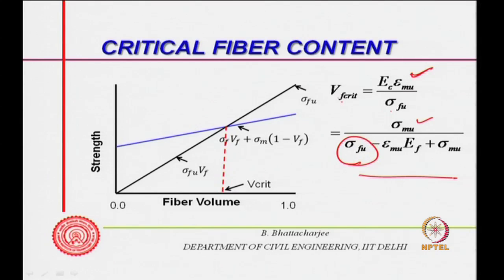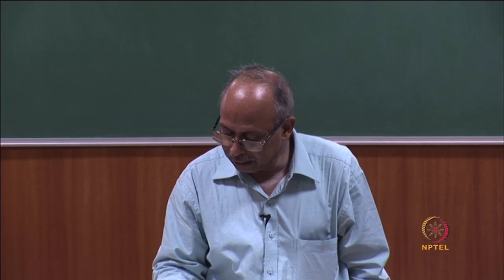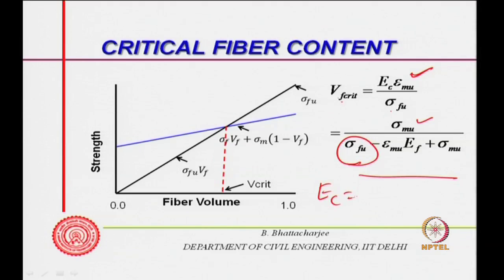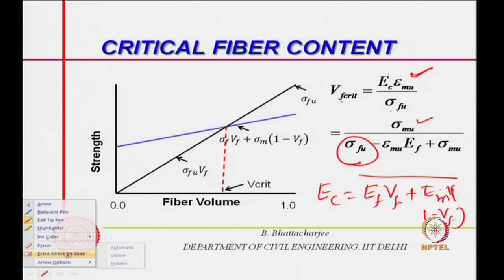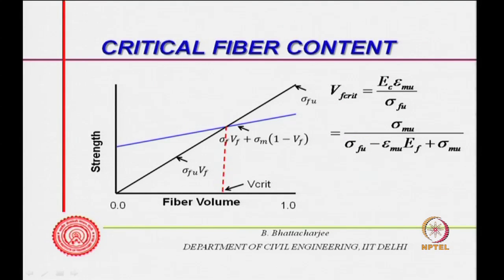So, you get an expression for V f crit in this manner, because we express E c is equal to E of the fiber into V f plus E of the matrix into 1 minus V f. You just change this and put V f crit here, the V f crit terms go to the left hand side, it is sigma fu V f crit, and the only term remaining is E m multiplied by epsilon mu, which is sigma mu, and this expression will result. So, this is the amount of fiber you require to have strength enhancement.